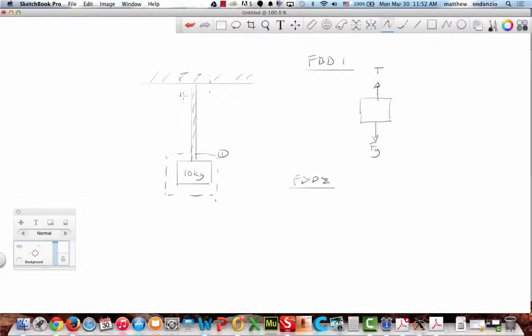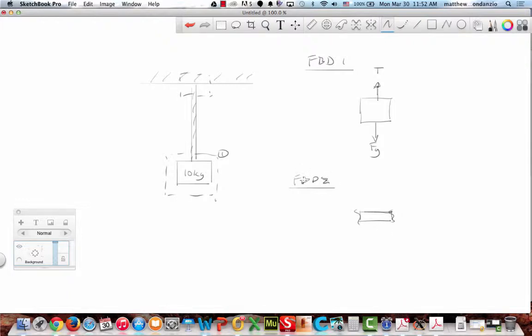Now, let's do another free body diagram around the ceiling, right there where the rope is hanging. And let's simplify that by making it some sort of section of the ceiling like this. Okay? What forces do I have?